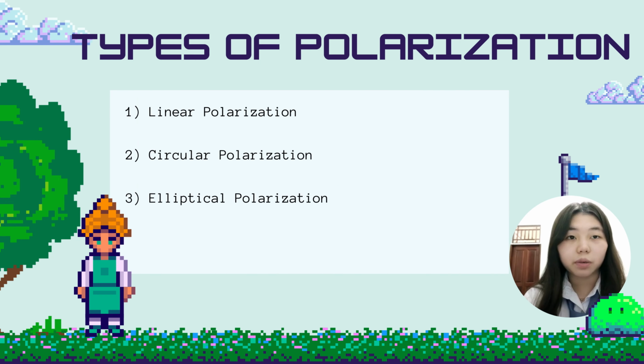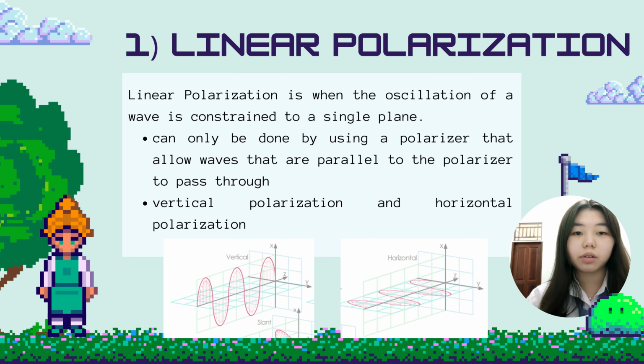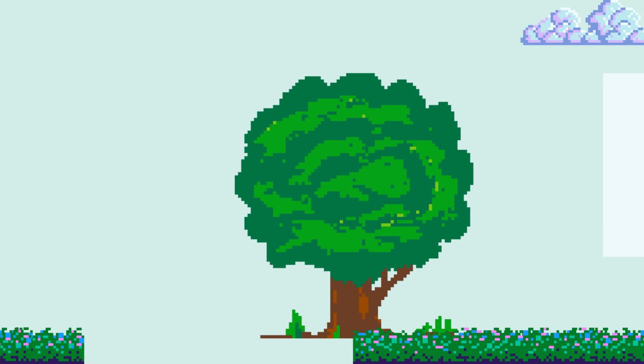There are three main types of polarization: linear polarization, circular polarization, and elliptical polarization. Linear polarization is when the oscillation of a wave is constrained to a single plane. Linear polarization can only be done by using a polarizer, which only allows waves that are parallel to the polarizer to pass through. Linear polarization consists of two types, which are vertical and horizontal.